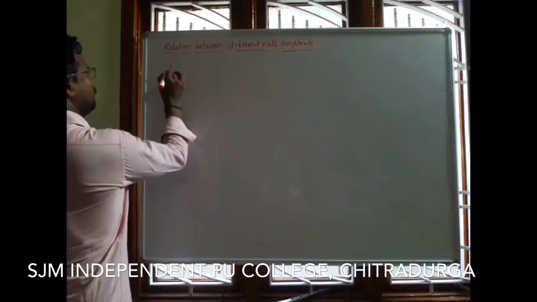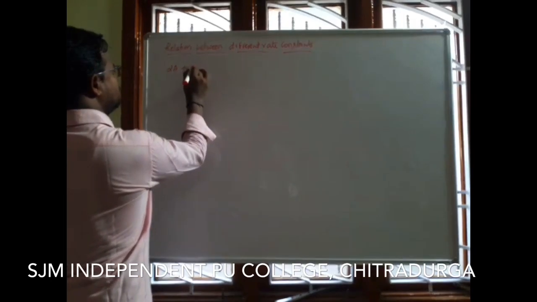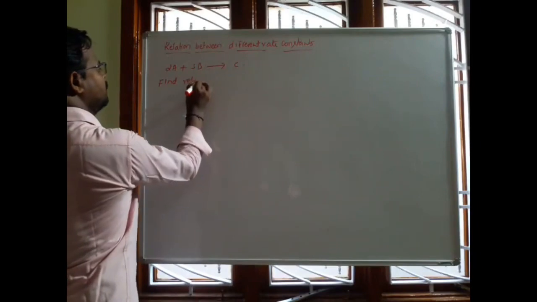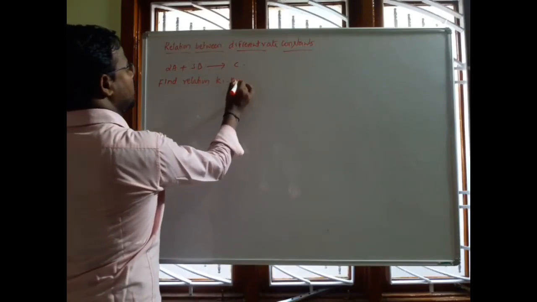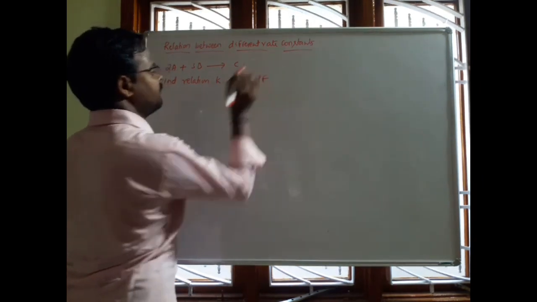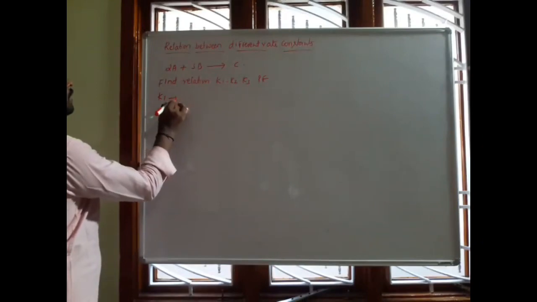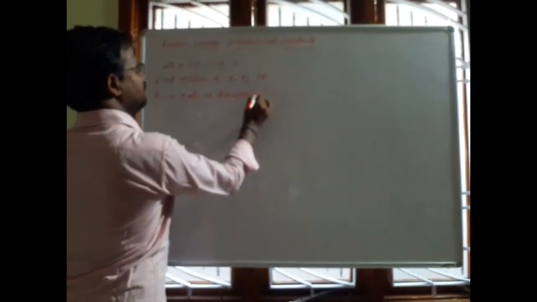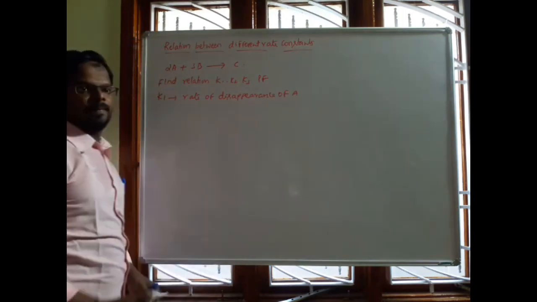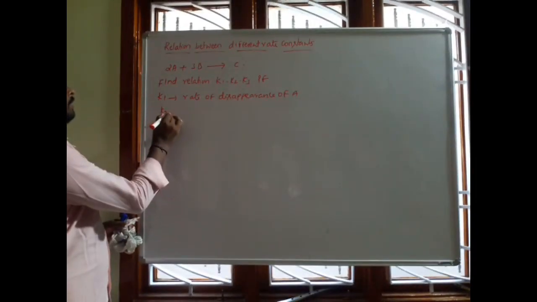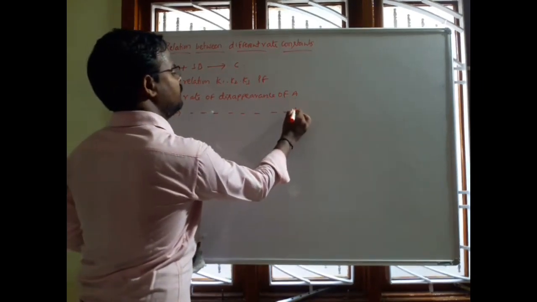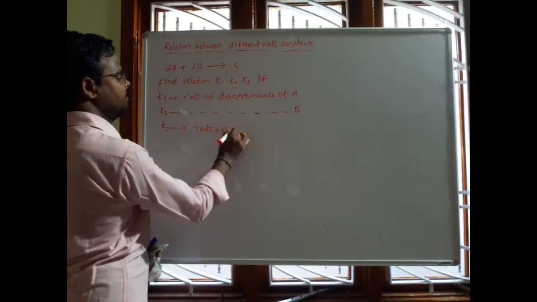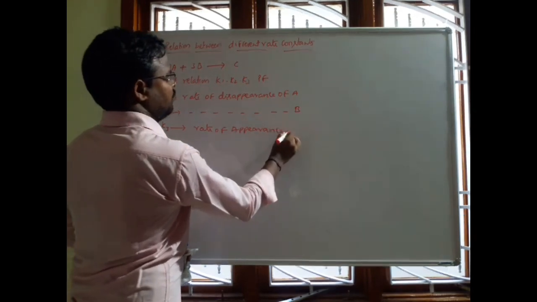2 moles of A reacts with 3 moles of B to give C. Find the relation between K1, K2, K3, if K1 is the rate of disappearance of A, K2 is the rate of disappearance of B, and K3 is the rate of appearance of C.